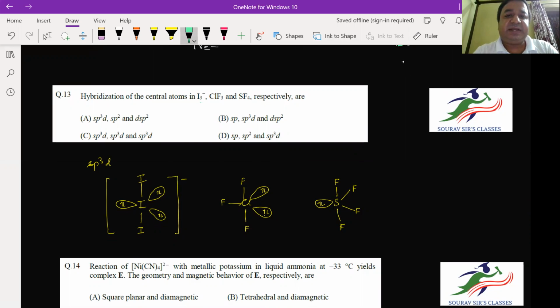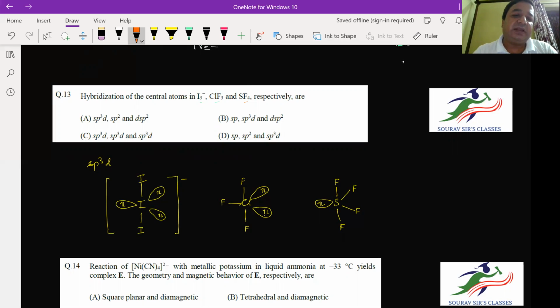For question number 13, we have to find the hybridization of I3 minus, ClF3 and SF4. Now just follow the rule that when the electron count is more than 8, you divide by 8 to get the steric number. From the steric number, you get the hybridization. For steric number 2, it is sp. For 3, it is sp2. For 4, it is sp3. For 5, it is sp3d. And for 6, it is sp3d2. So that is what you have to remember.